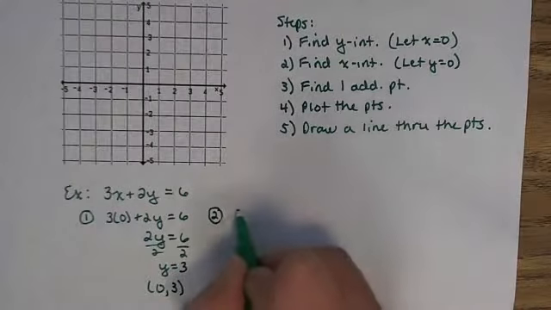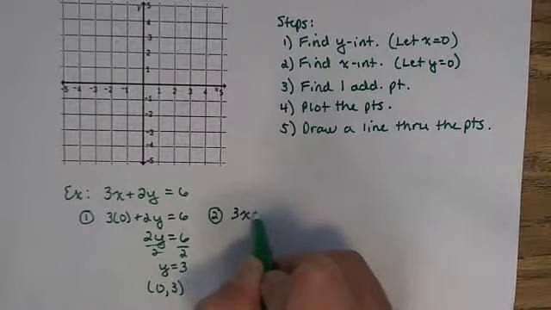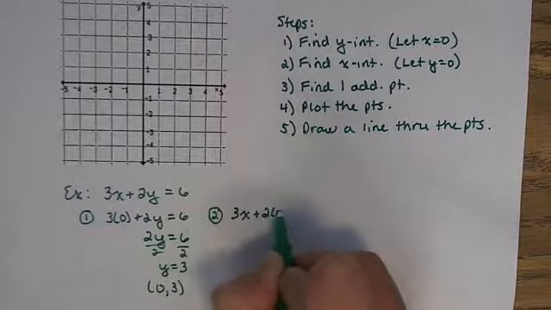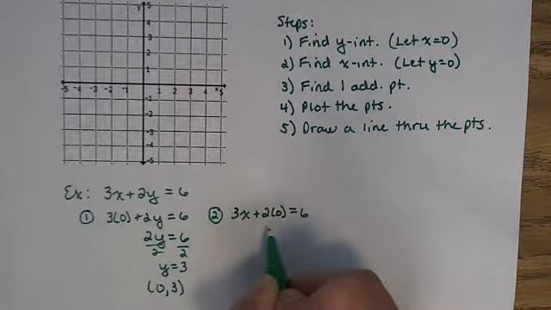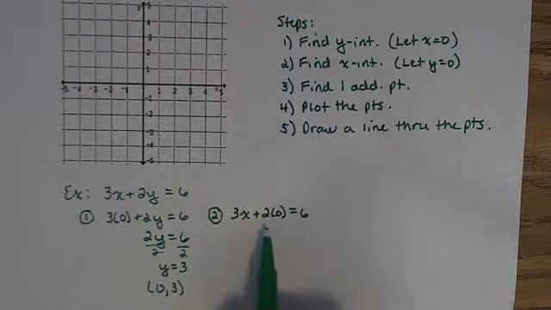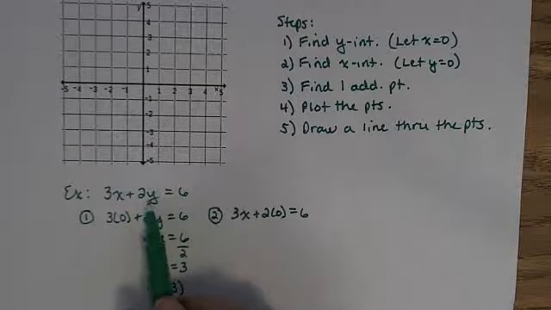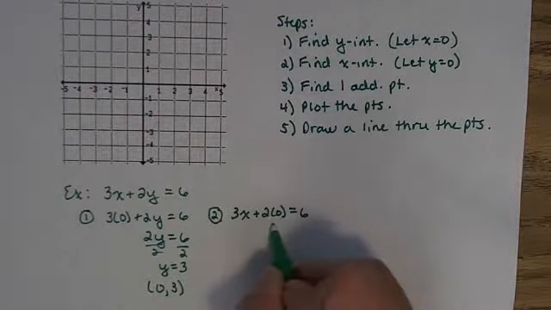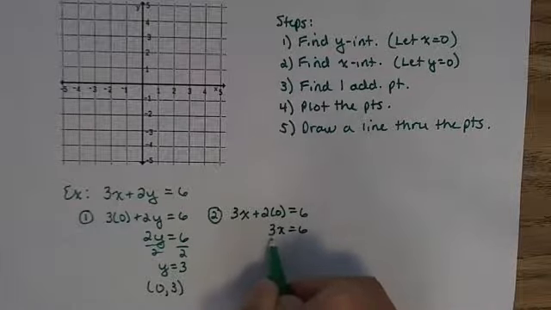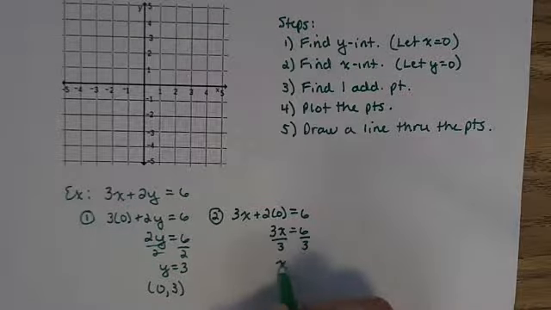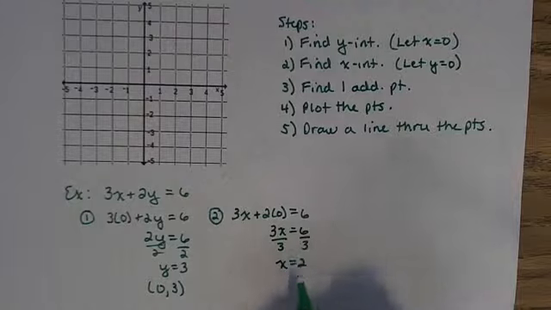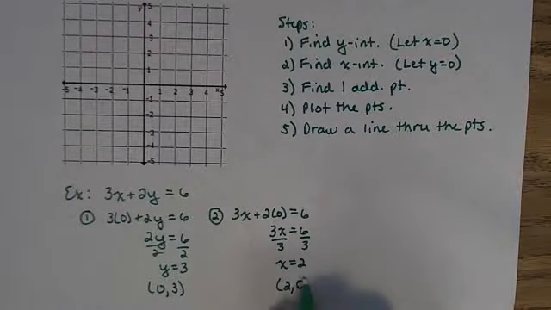Now let's find the x-intercept. This time I let y equal 0. So if I have 3x plus 2 times 0 equals 6, notice that the 2 times 0 makes the 2y term drop out, and so I end up with 3x is equal to 6. Divide both sides by 3, and x is equal to 2. So my second point is the point (2, 0).